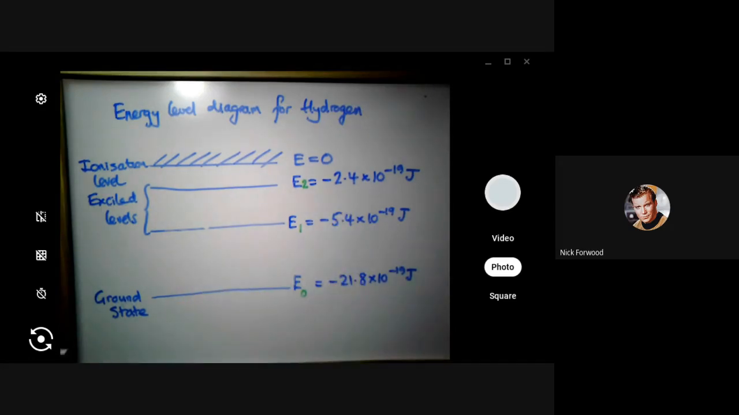Now you need to remember the names: ground state, excited, and ionization level. You need to know the names. You don't need to remember the numbers. The numbers would be given to you in any question that you'd have to do in a test or exam.